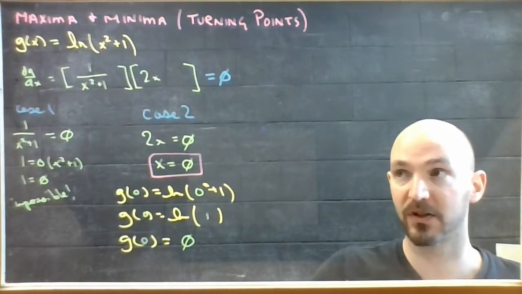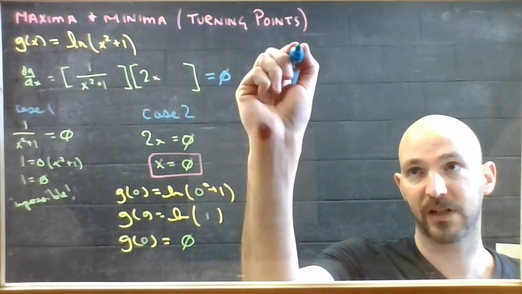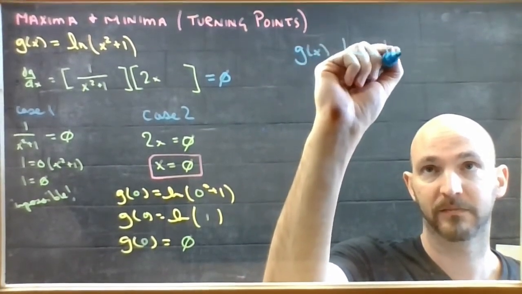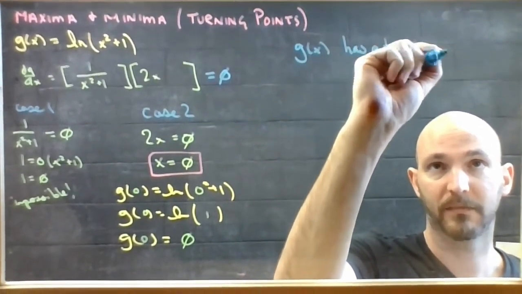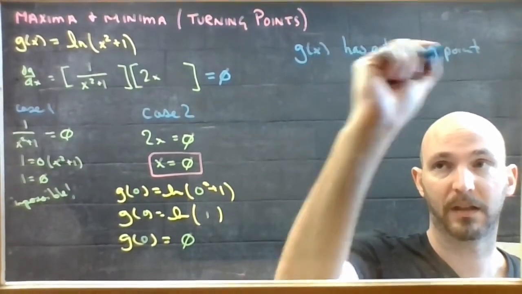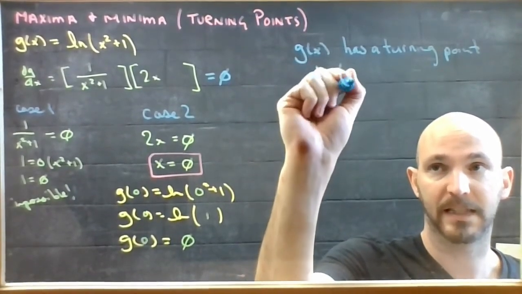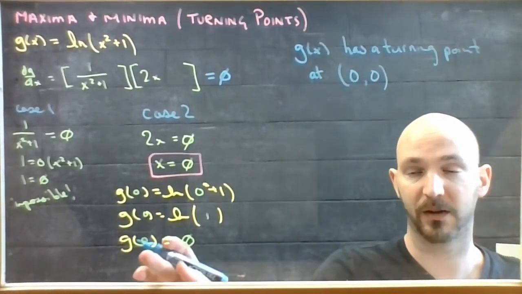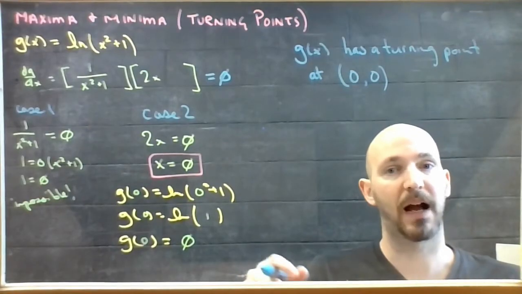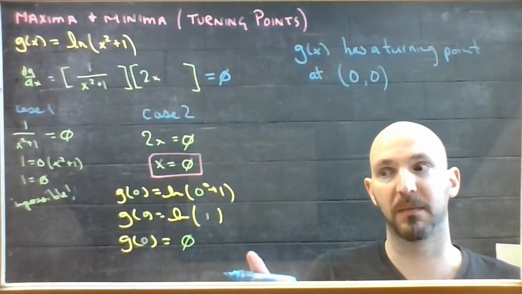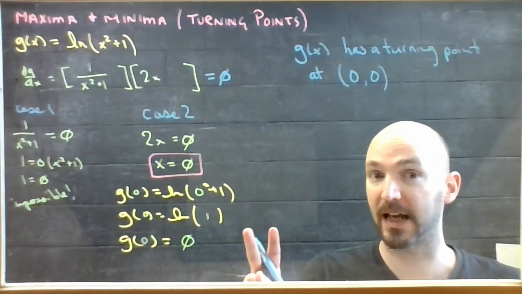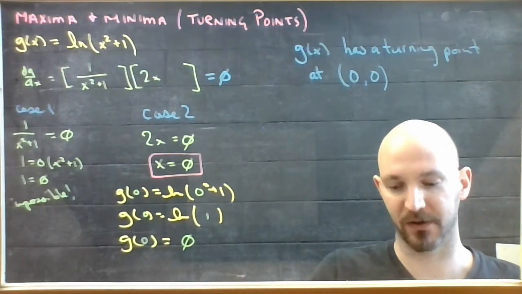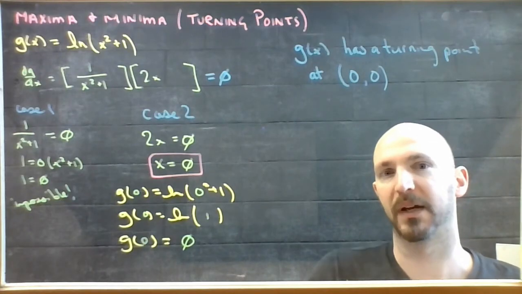So what I have deduced then is that g of x has a turning point at 0 on the x, 0 on the y. Is it a maximum? I don't know yet. Is it a minimum? I don't know yet. It could be a saddle point. I don't know that yet. I need all the other features about this function on a grid before I'll be able to make that determination.